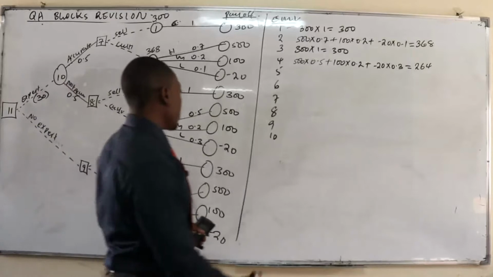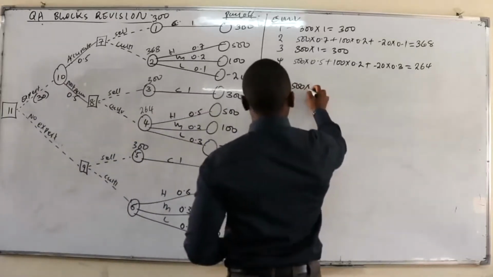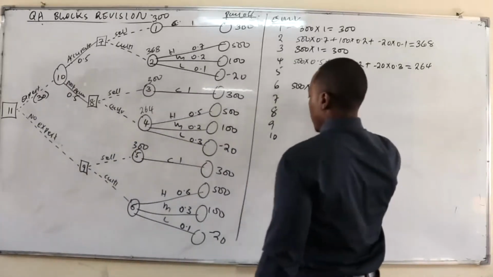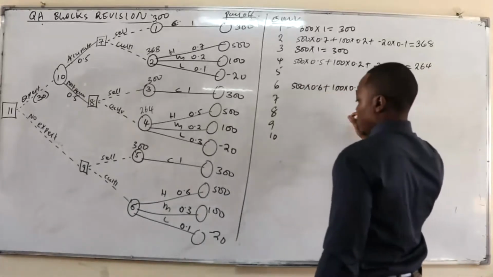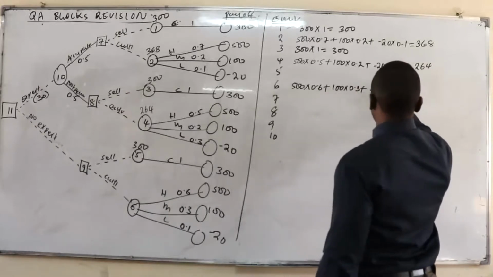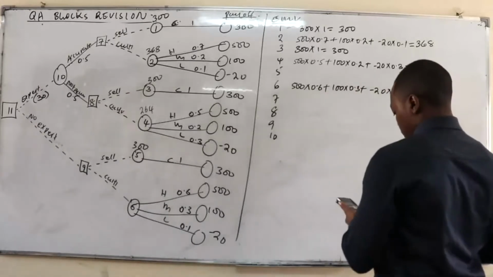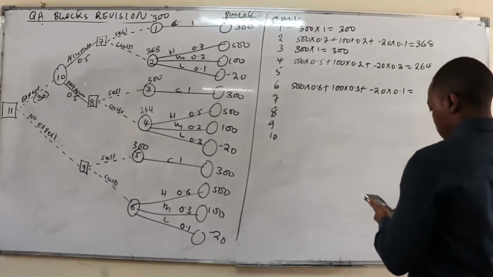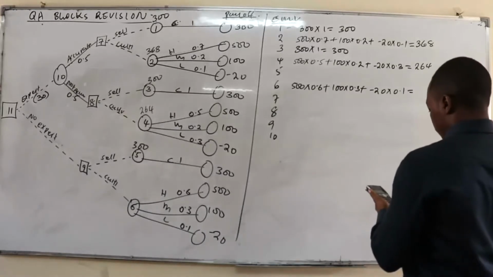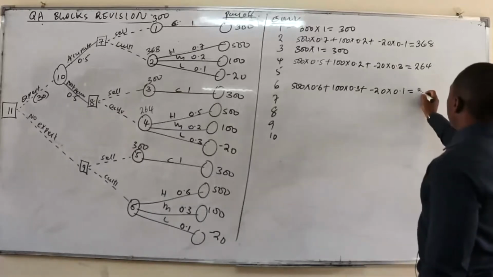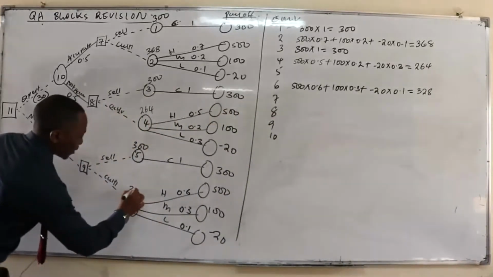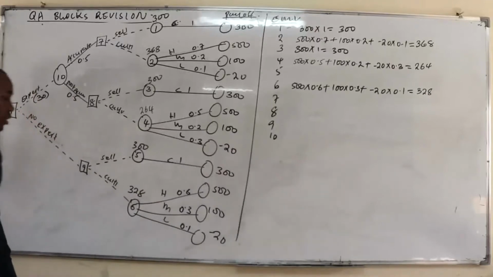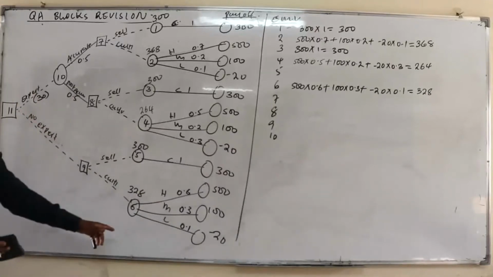Node 6 has 3 outcomes. So we'll be having 500 with probability of 0.6. You can also get 100, probability of 0.3. You can also get negative 20 times 0.1. You get 328. So from node number 6, let's go to node number 7.